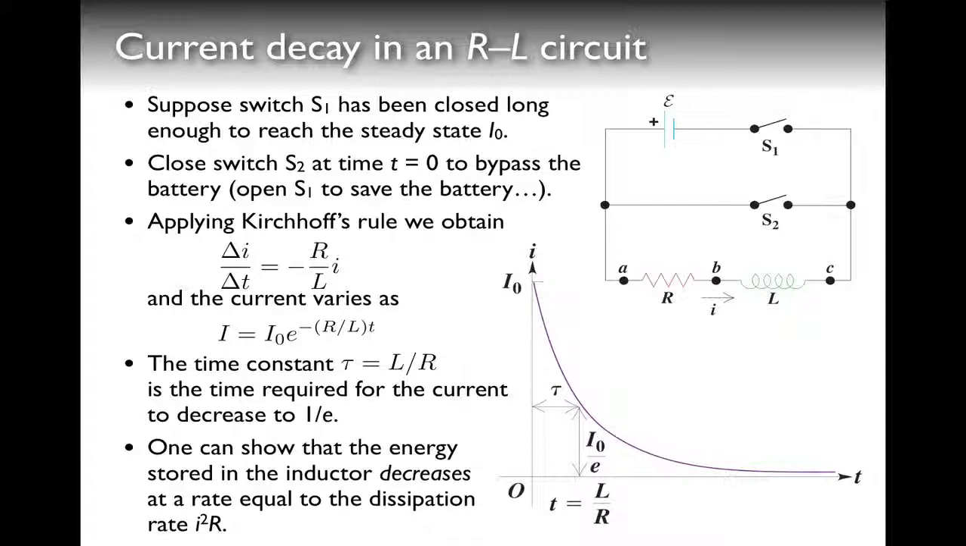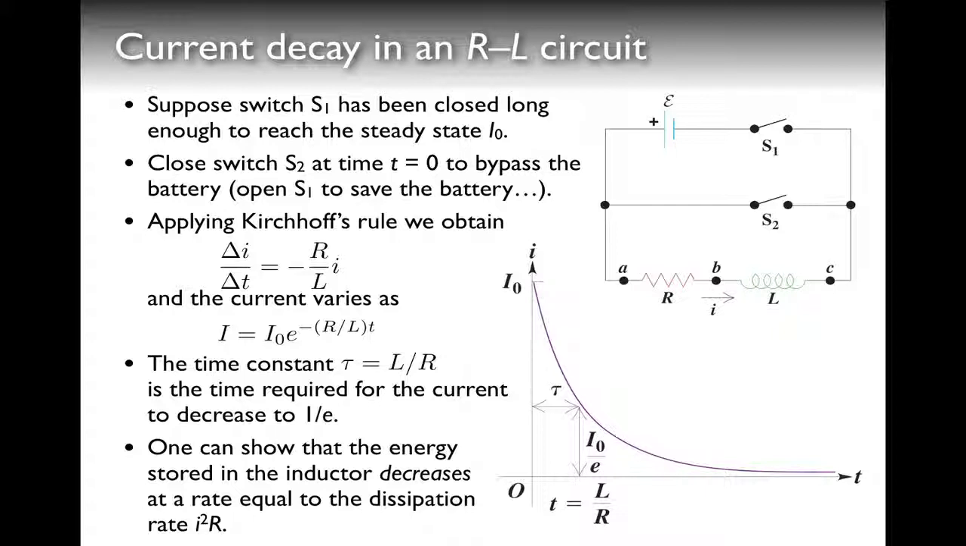Now you close switch S2 at, let's say, time t equals 0 to bypass the battery. In this particular case now, the battery is disconnected, and now we can see what happens in the system. Again, we can apply Kirchhoff's rule to the bottom loop. And what you have is that dI/dt is going to be minus R over L times I. Where does this come from? You start counting, for example, at the switch S2, and you're going to have minus IR minus L dI/dt has to be 0, from which dI/dt equals minus R over L times I.